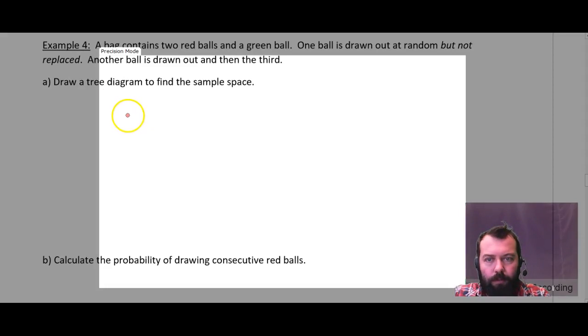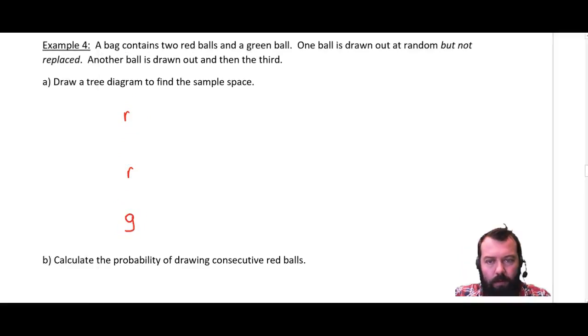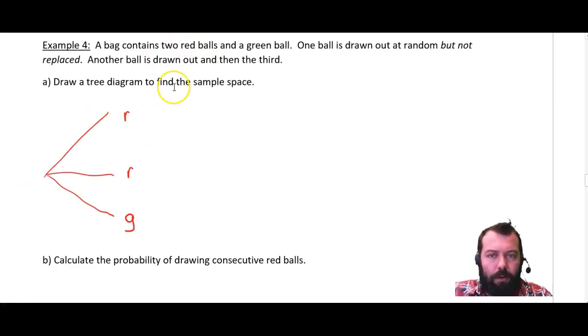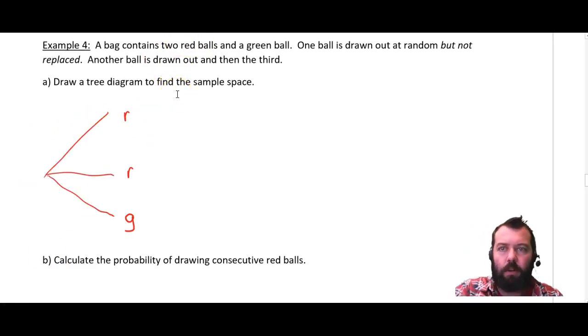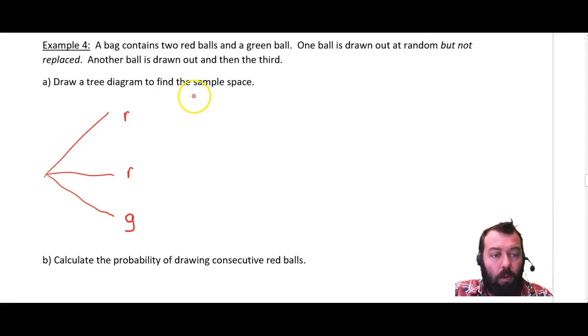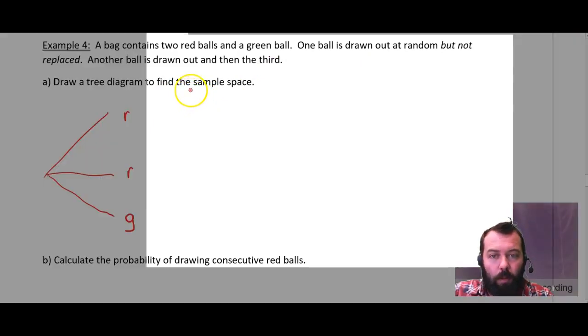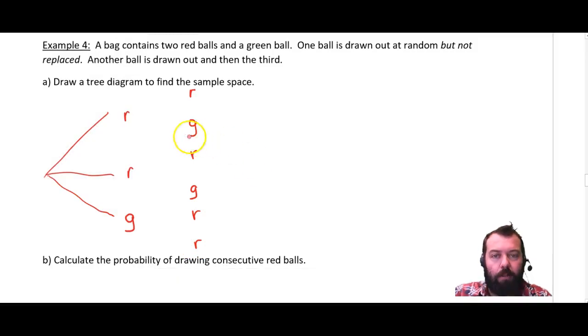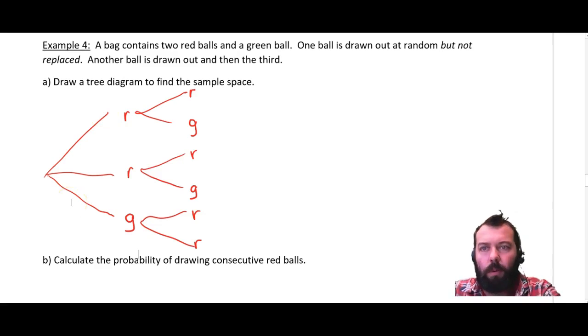Now I'm going to say the first ball could be red, red, or green. Okay, so that's my first stage, but my second stage, right, if the first ball was red, then there's only one other red ball left in there. So the second one would have to be red or green, as simple as that. And the same thing here, red and green. Now, if the first ball is green, then the only other 2 balls remaining are both red, right? So we'll draw up our tree there a bit, and let's see where we're at now.